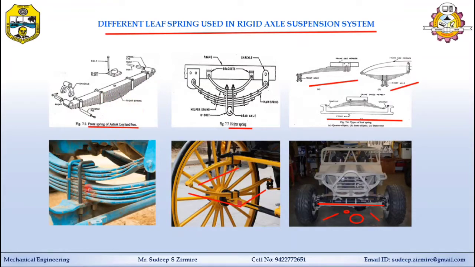You can see here the helper type spring I have. You can see here the upper side is the helper type spring. I think you have understood this point. We will go to the next point.